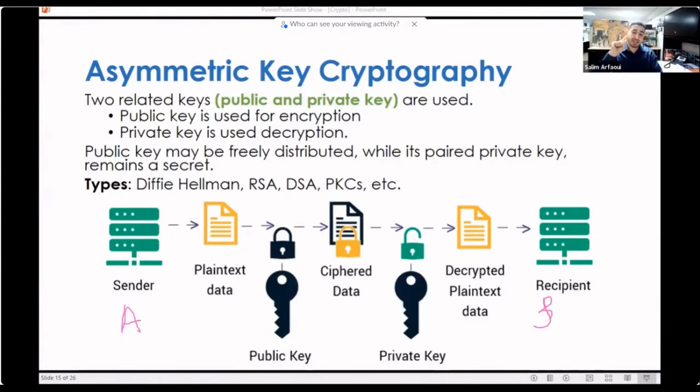The idea is that only Bob is going to be able to decrypt that message using his private key. However, everyone in the network will use Bob's public key to encrypt. So when encrypting, the key is known to everyone. But when decrypting, only Bob has a private key that is going to be able to unlock that message.